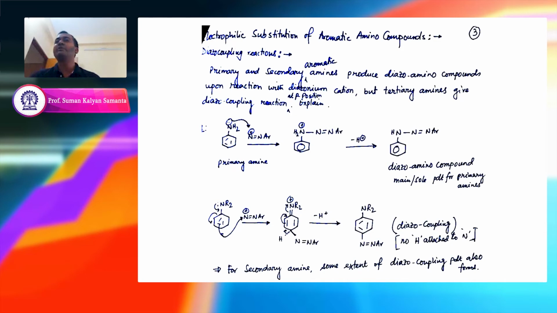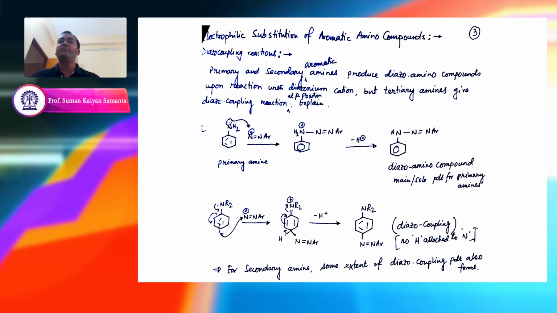This could also remain in resonance because this hydrogen can come here and this double bond can come here, so it can form PhN=N-NHAr. Do you see what I am saying? This diazoamino compound could be in resonance. Okay. And what will happen for this tertiary amine?